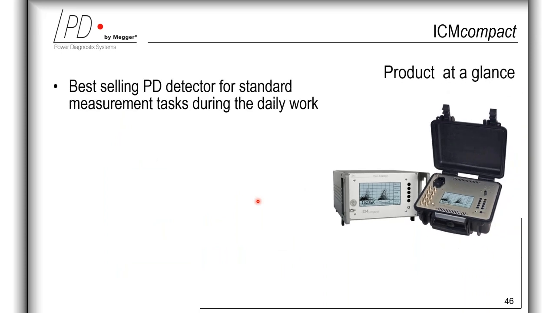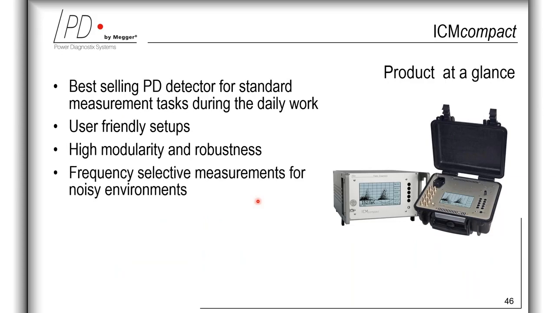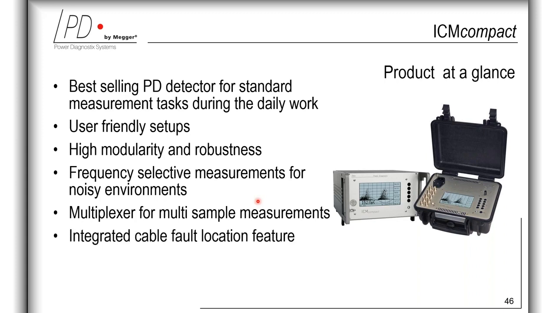And this slide concerns the PD detector of type ICM compact, which we have just mentioned in the previous slide. It is a best-selling PD detector for standard measurement tasks during the daily work, for instance, in factories of high voltage components with standard test setups according to IEC 60270. It provides high modularity and robustness.